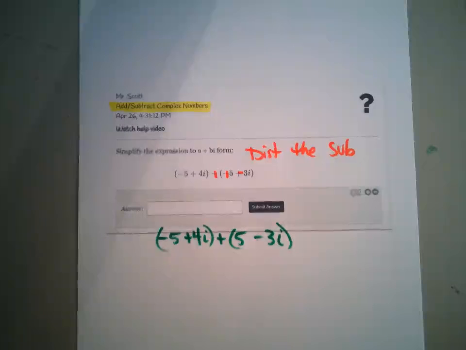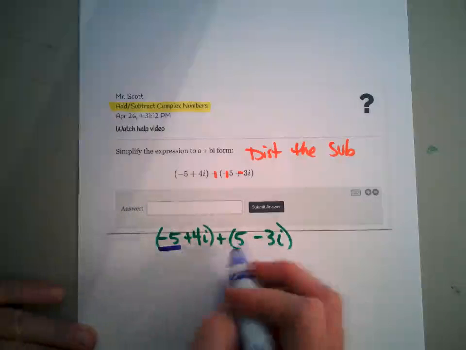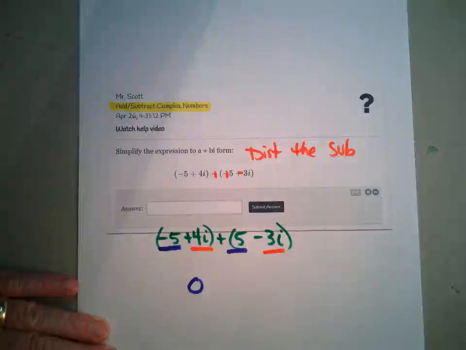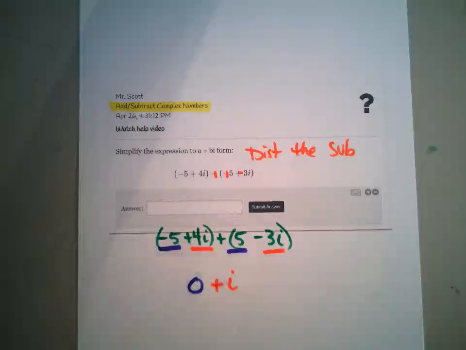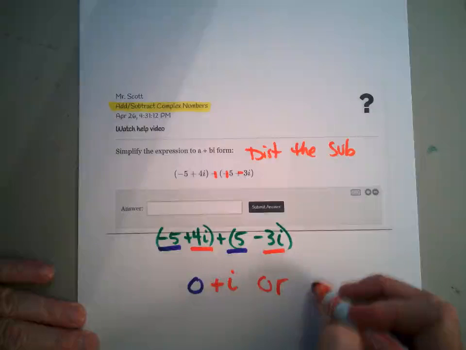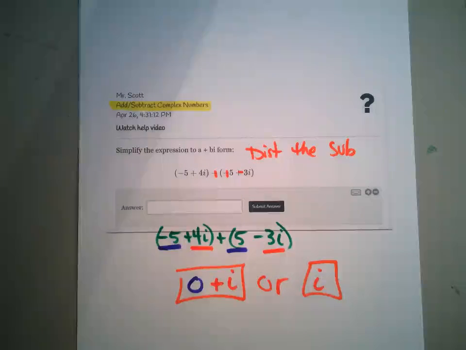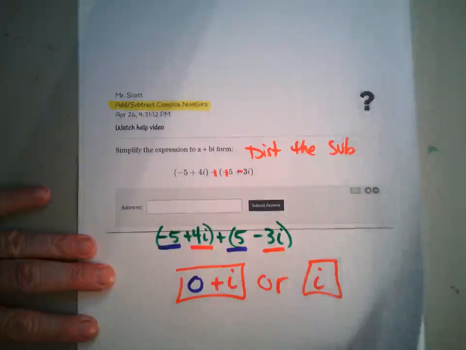Now it's just a matter of adding and subtracting like terms. Your -5 and your +5 are going to give you 0. They add up to nothing. Then your 4i and -3i add together to give you i. So 0 plus i, or probably just i, will suffice within Delta Math. Either one of these 2 becomes the solution to that problem. That's the adding and subtracting, which is really both in one problem.